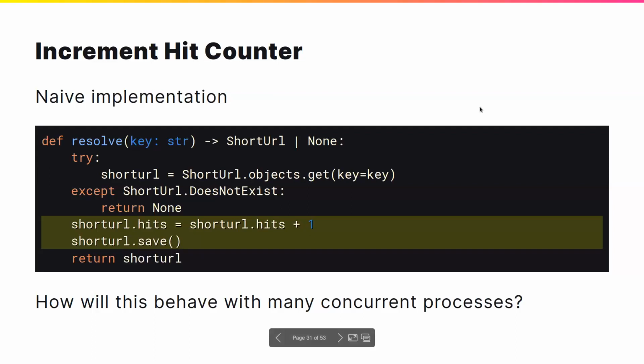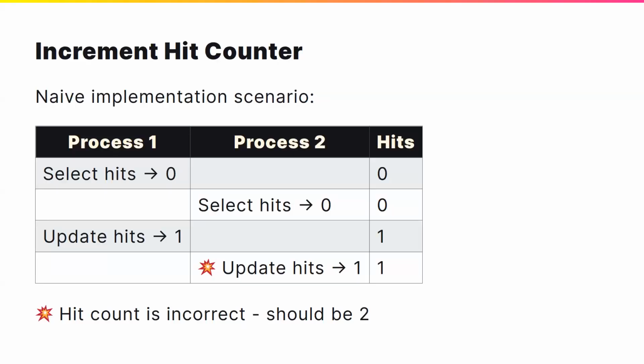So now that we are aware that there might be concurrency issues, we can ask ourselves, how would this behave if a lot of processes would try to resolve the same URL at the same time. So the third mistake is ignoring race conditions. Let's see what a race condition can look like in this case.